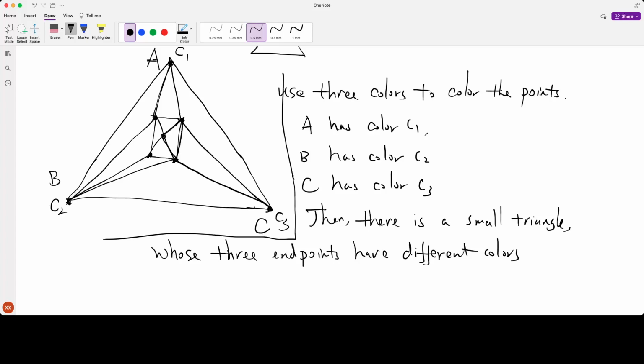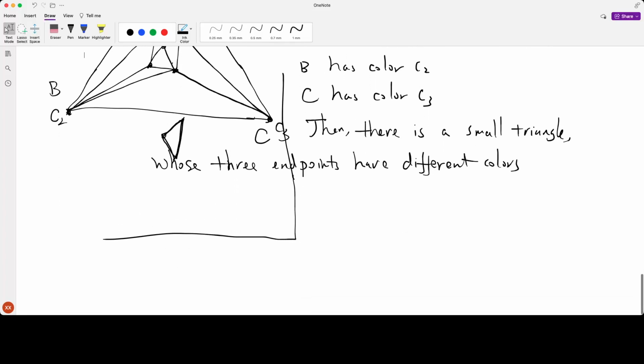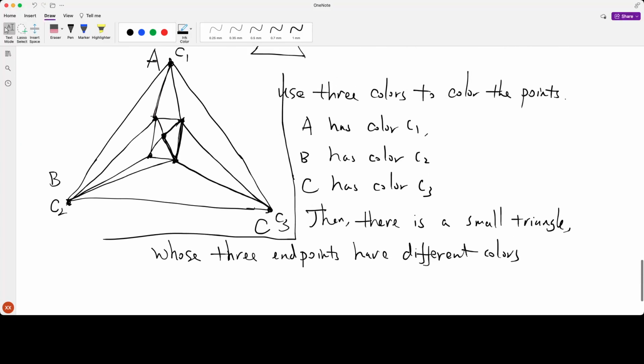So in the beginning, the bigger triangle, I have different 3 colors. And there's no restriction for other points. So conclusion is that I must find a small triangle. Also, it has 3 different colors for its endpoints. Okay? What is happening here?